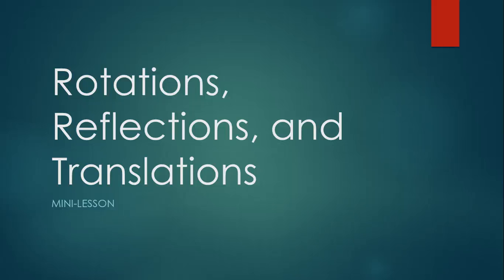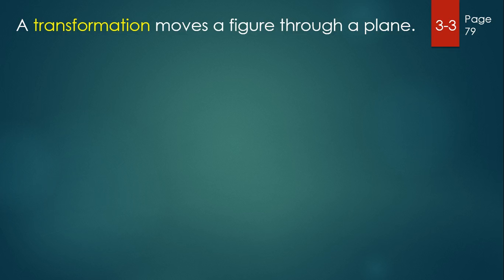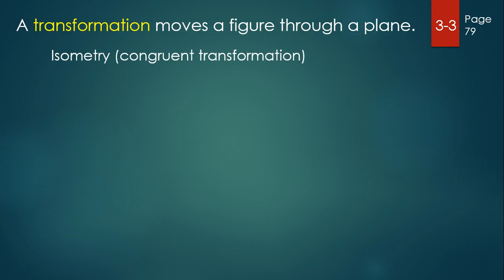Let's talk about rotations, reflections, and translations. We're also going to talk about some symmetries. A transformation moves a figure through a plane. One kind of transformation is called an isometry. It's also called a congruent transformation.